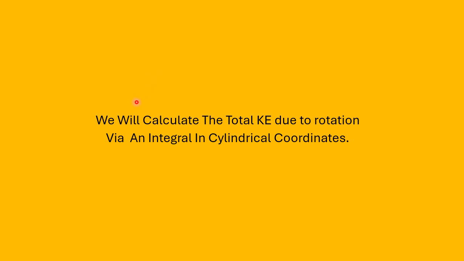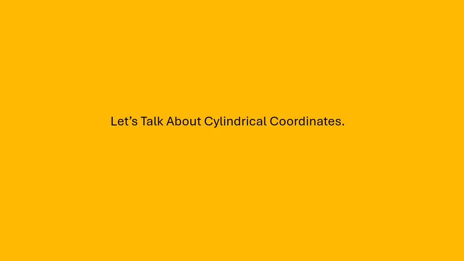By adding up the kinetic energy of rotation for all of the masses comprising the cone, we can compute via a triple integral the total kinetic energy due to rotation. And this integral that we will set up, we will evaluate by using cylindrical coordinates. So let's talk about cylindrical coordinates. Hopefully you have seen them in the past, so this will be a short review.